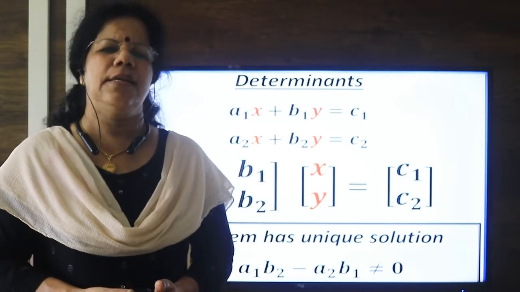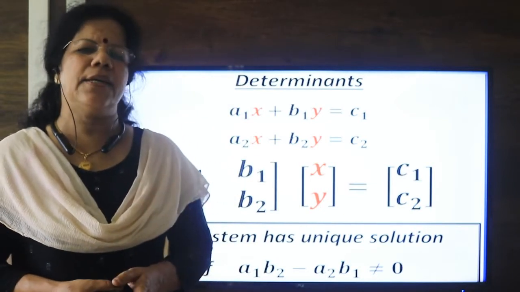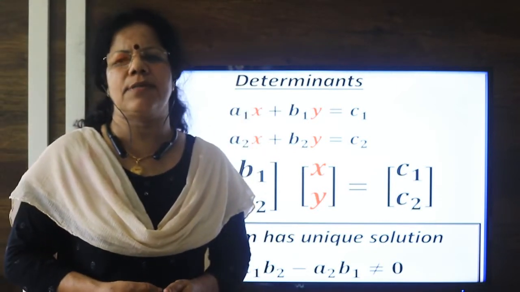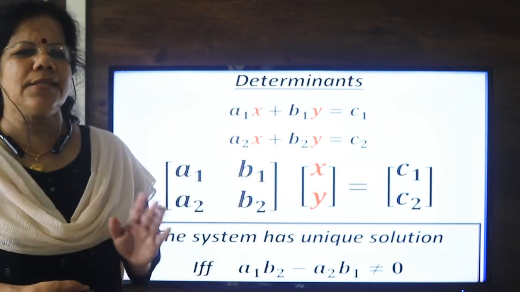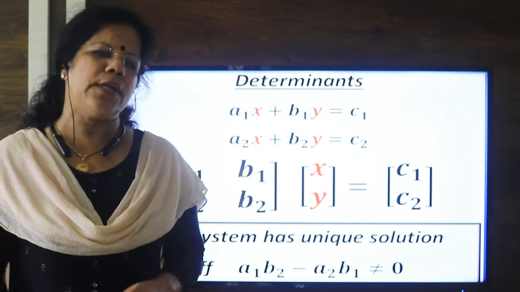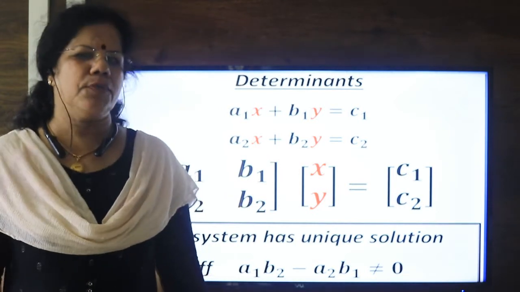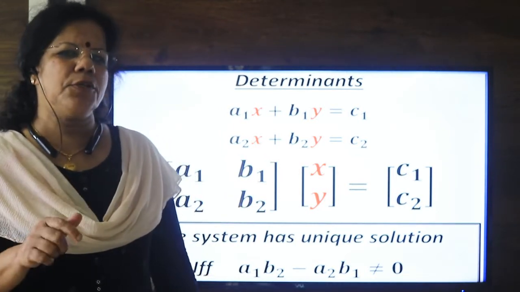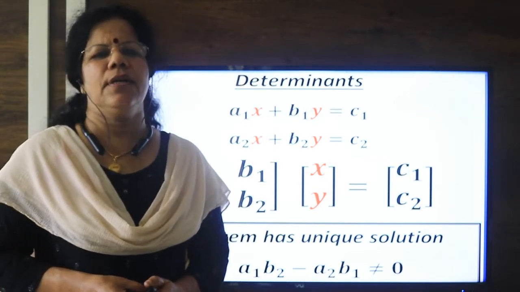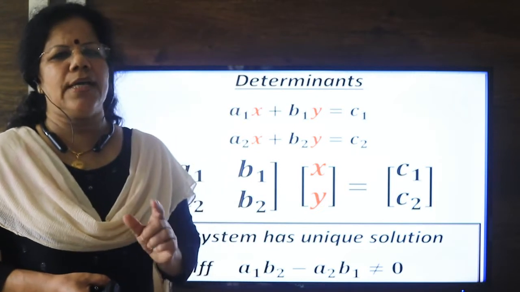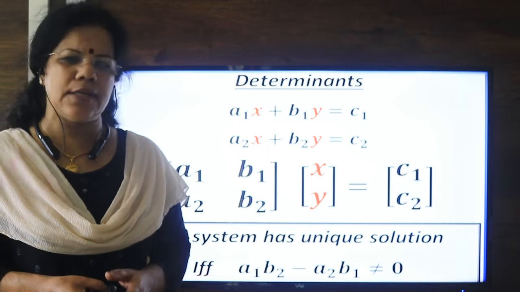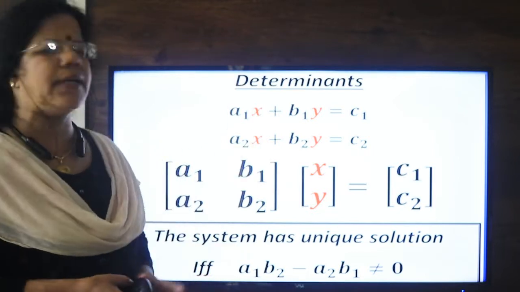That is, a system of linear equations in two variables, a1x plus b1y is equal to c1 and a2x plus b2y is equal to c2, has a unique solution if a1 by a2 is not equal to b1 by b2. That is, a1 b2 minus a2 b1 is a non-zero number. So, the number a1 b2 minus a2 b1 determines the uniqueness of the solution of the system of equations.